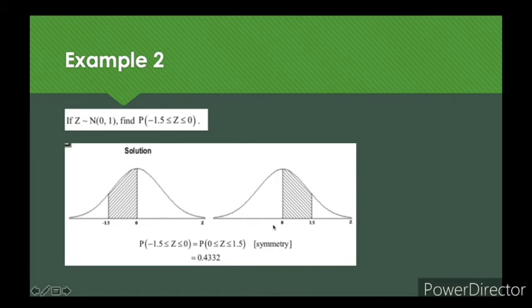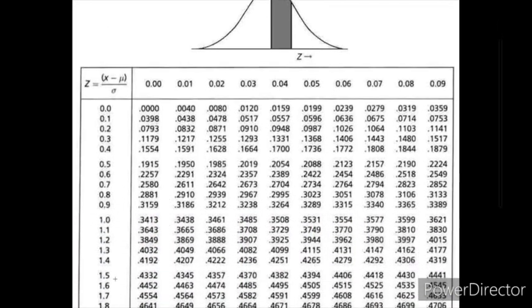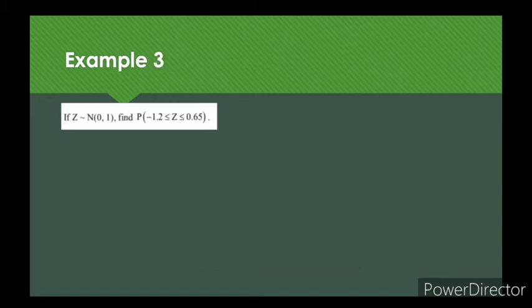So how do we get the number? Like this again: 1.5 directly, because it only has one decimal place. 0.4332. It's done. We don't need any calculator or any formula. Okay, next example. How do we find the probability of z from negative 1.2 to 0.65?